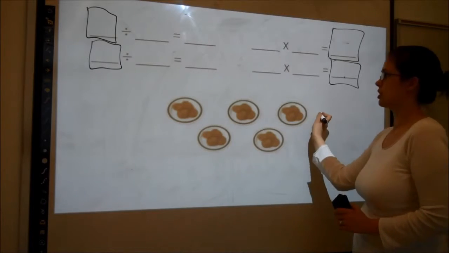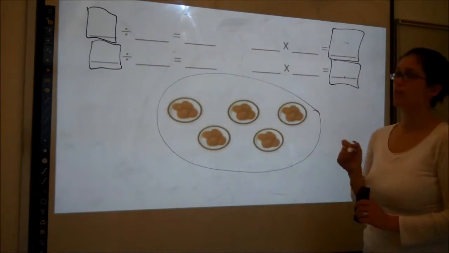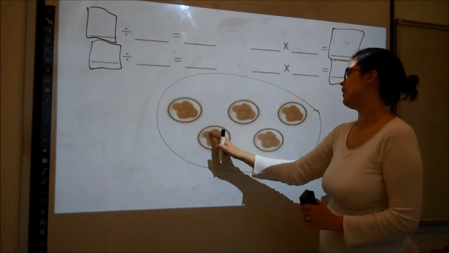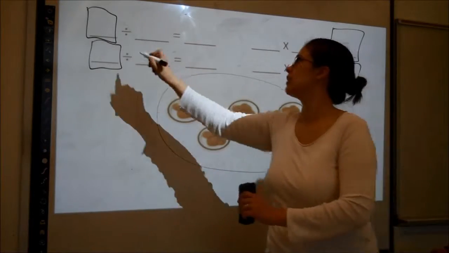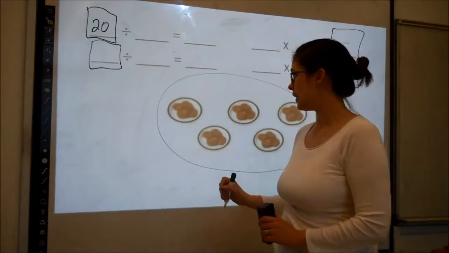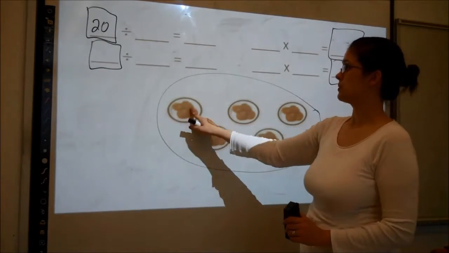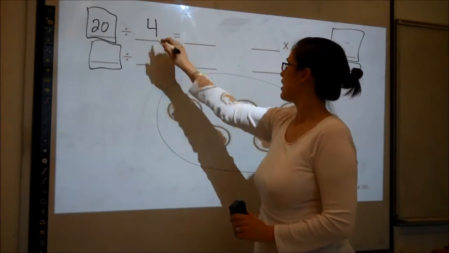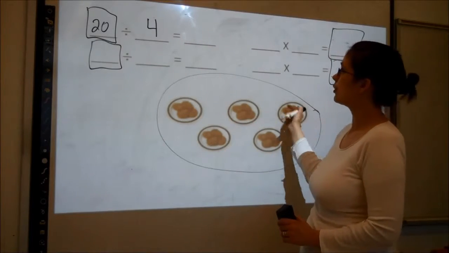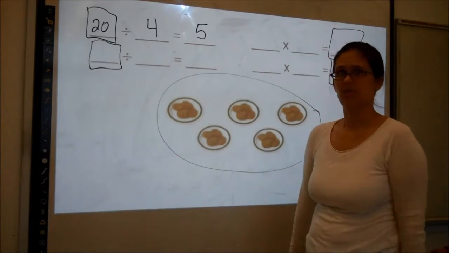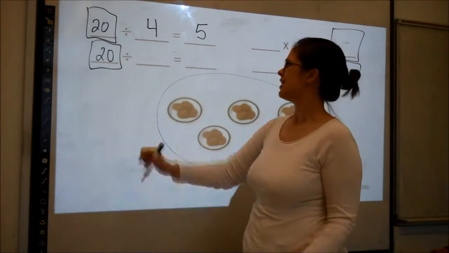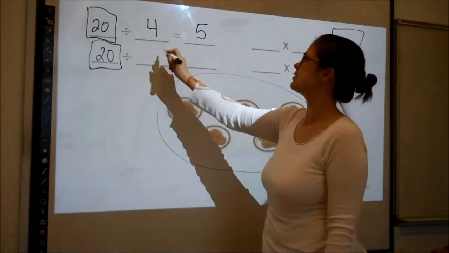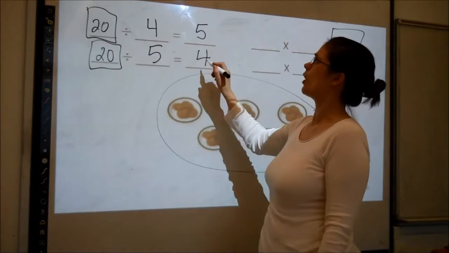Let's start with the division. I circle the whole amount, the dividend. 1, 2, 3, 4, 5, 6, 7, 8, 9, 10, 11, 12, 13, 14, 15, 16, 17, 18, 19, 20. 20 is getting divided into groups of 4. And I have 5 groups. I could also say it the other way. 20 getting divided into 5 groups gives me 4 in each group.